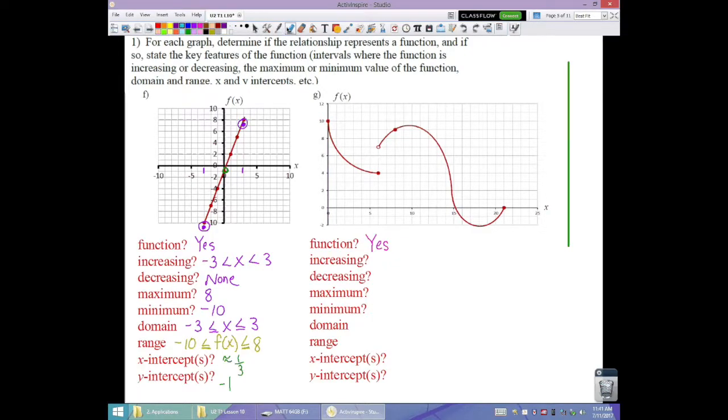Now, where is it increasing? Let's take a look here. This increases till it tops out about here. Decreases, decreases. It starts increasing again here at the last little tail. So it has increasing parts from 6 to about 10, and also from 18 to 21.